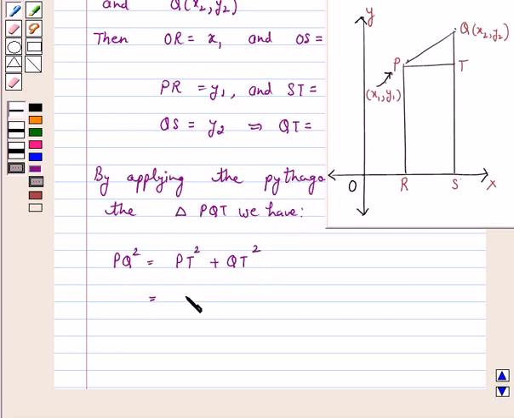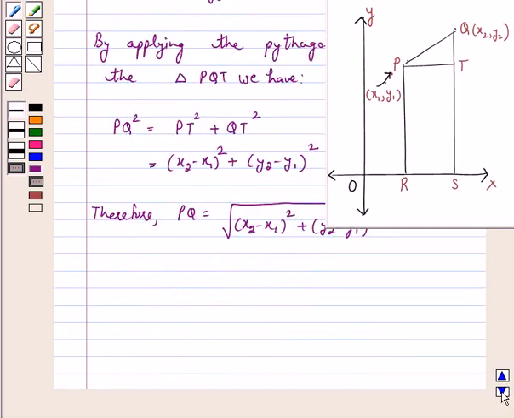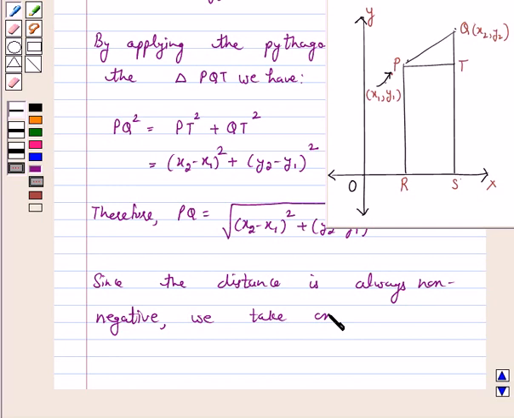Now PT square is equal to (X2 minus X1) square and QT square is (Y2 minus Y1) square. So therefore, PQ is equal to under root of (X2 minus X1) square plus (Y2 minus Y1) square. Since the distance is always non-negative, we take only the positive value of the square root, the positive square root.